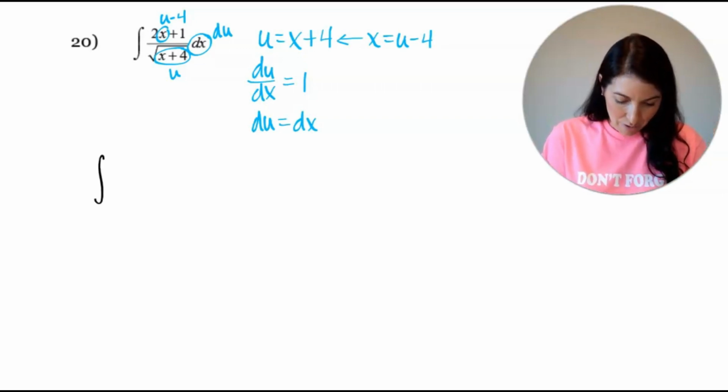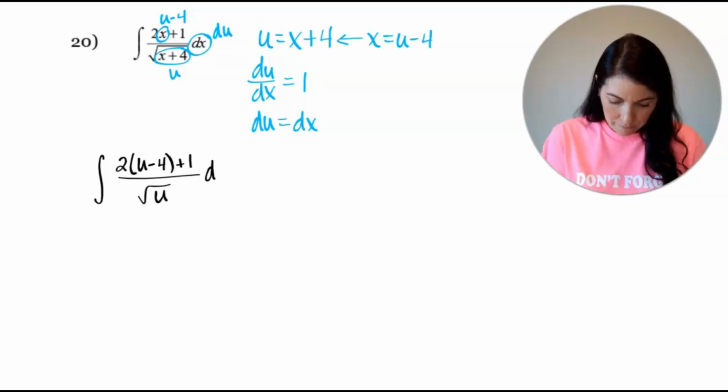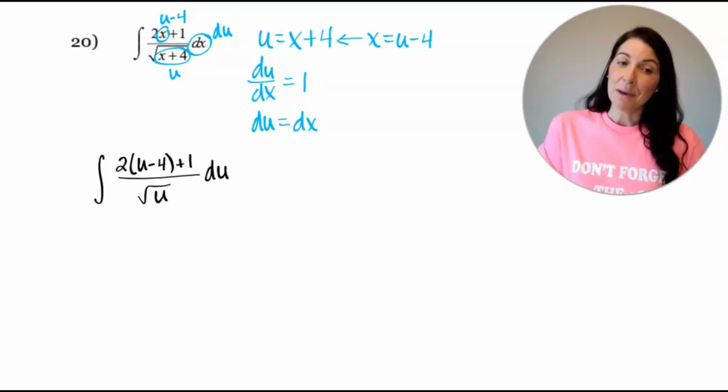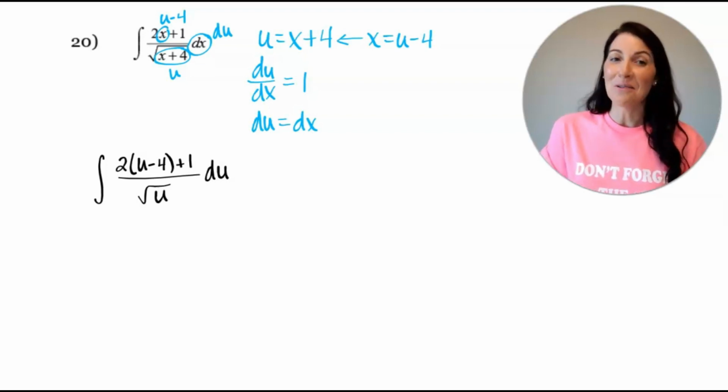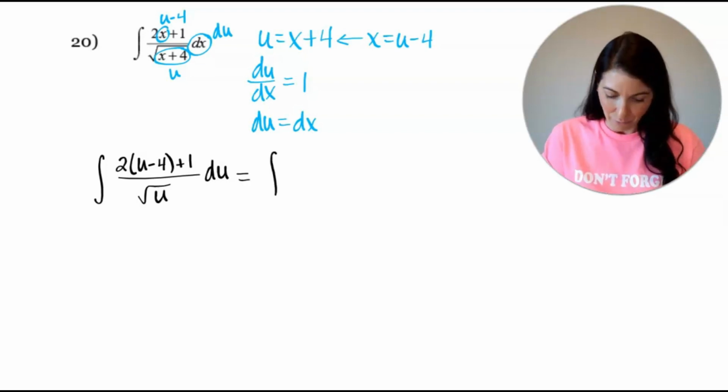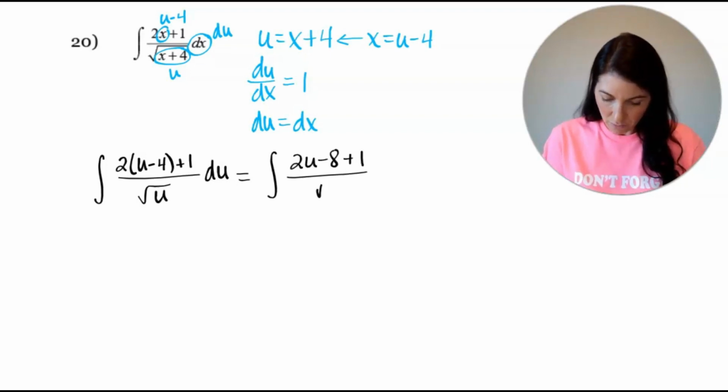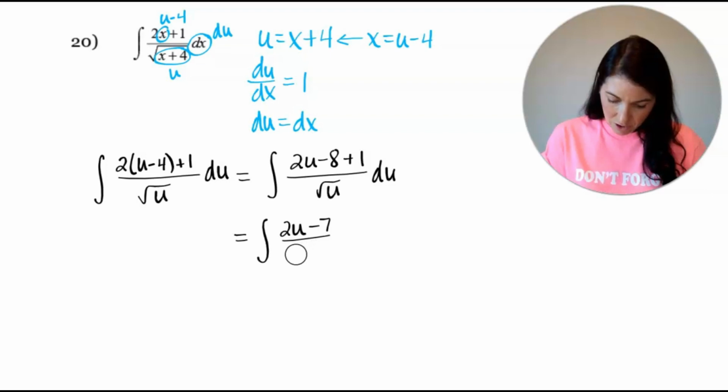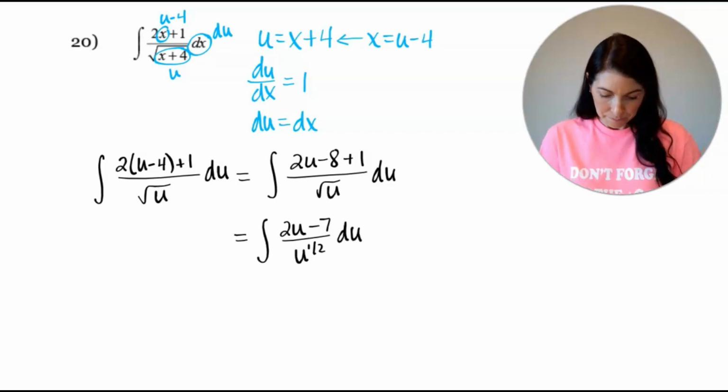So let's take a look at what that would be. This would be the integral of 2 times (u minus 4) plus 1 over the square root of u du. I've got some algebra strategies I need to use here because we don't know the antiderivative of that. So we need to do some rewriting over here. 2u minus 8 plus 1 over the square root of u du. From here, let's rewrite this as 2u minus 7 over the square root of u. Actually, I'm not going to write that as the square root of u. I'm going to rewrite that as u to the 1/2 since it means the same exact thing.